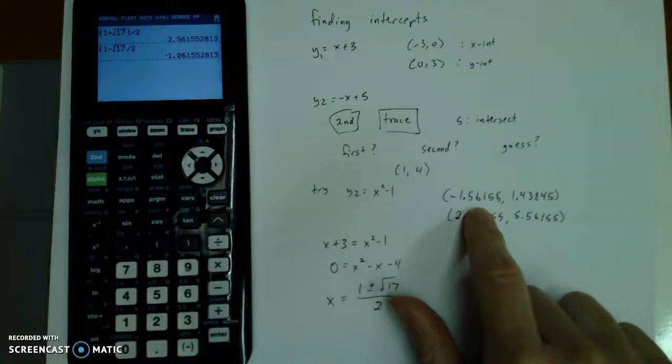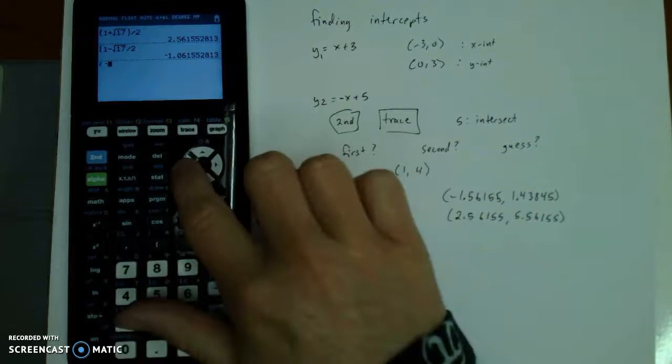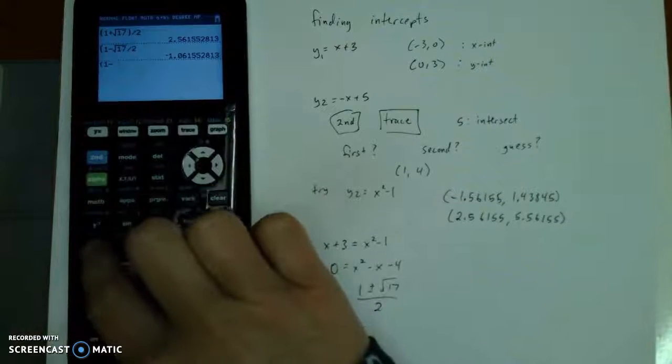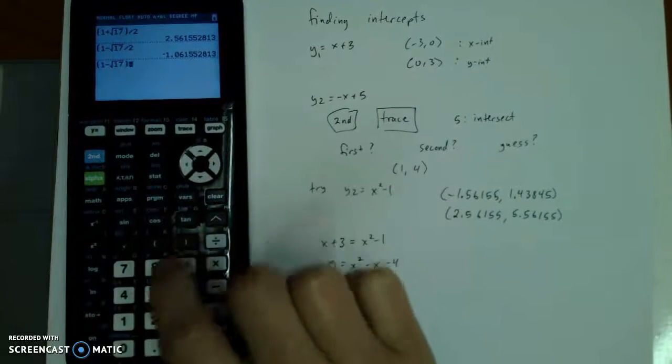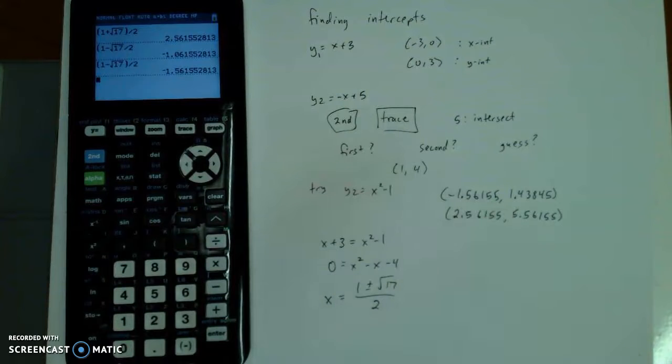And that does, oops, I forgot a parenthesis. That's why that one didn't work. Let's try that again. 1 minus the square root of 17. Make sure I have my end parenthesis in there. Divide it by 2. There we go. That does seem to be the right number.